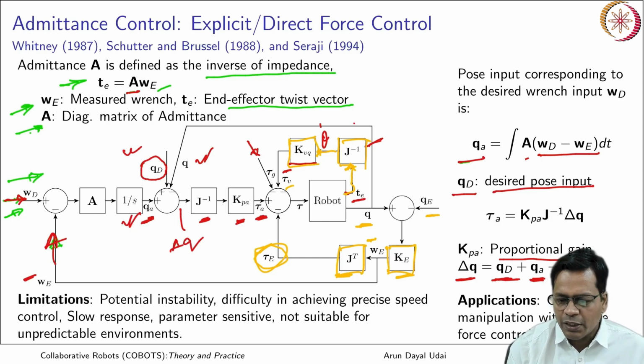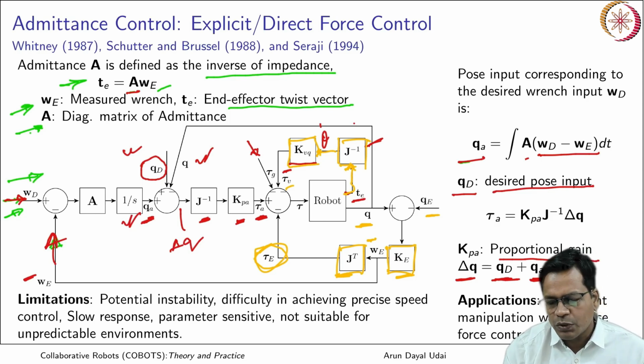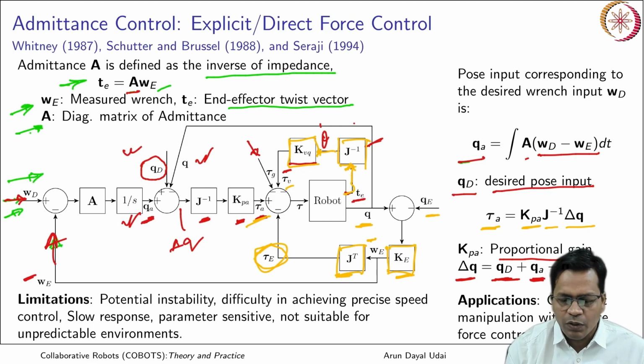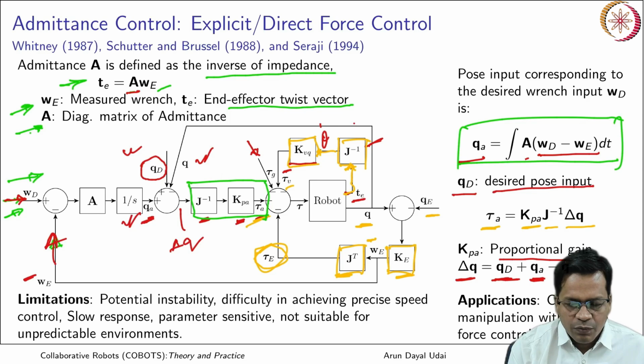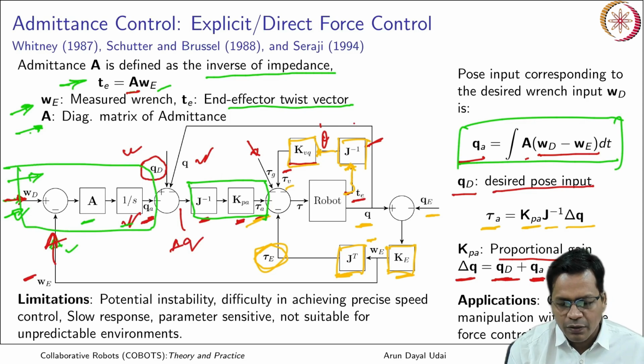I hope all the elements are clear to you. So tau A sits here: tau A is kPa, the proportional gain, times delta q times the Jacobian inverse. This equation sits here, and this one, Wd minus We A integrated, is here. So this is how it is a dual loop again.